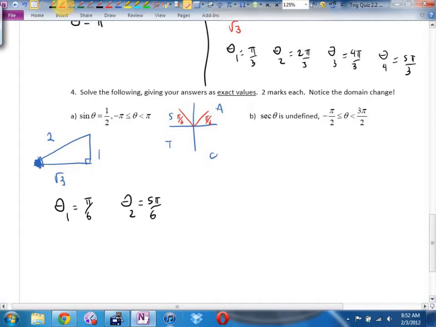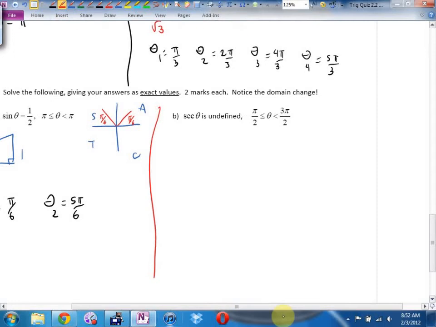Secant is undefined between negative pi by 2 and... Okay, ignore the temporary domain change. Secant undefined. Alarm bell. Secant, cosine: r over x is undefined, which really means, I think, that x is 0. When is x 0? Here or here?